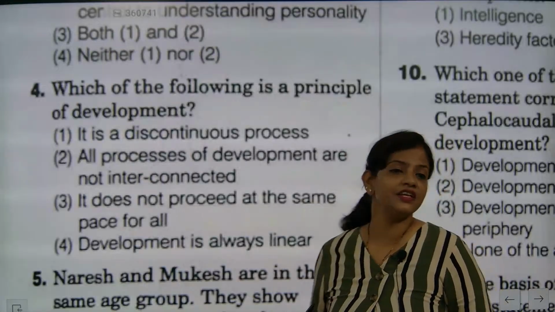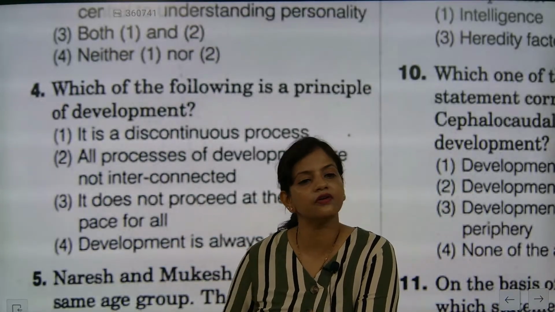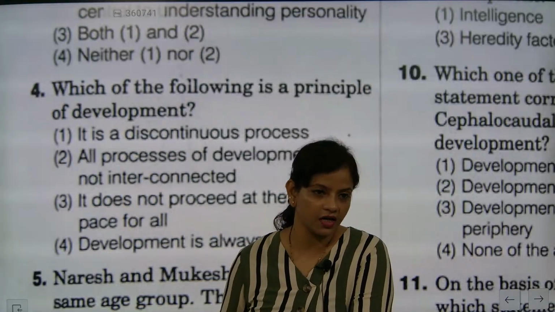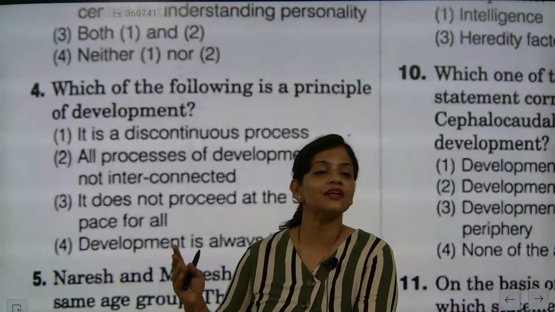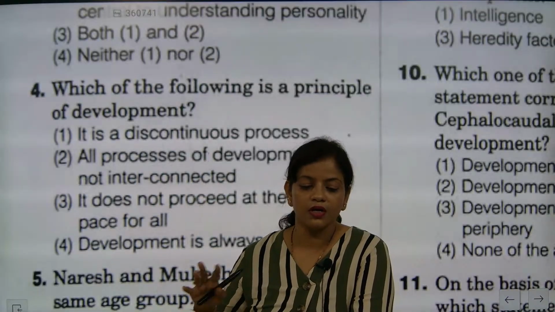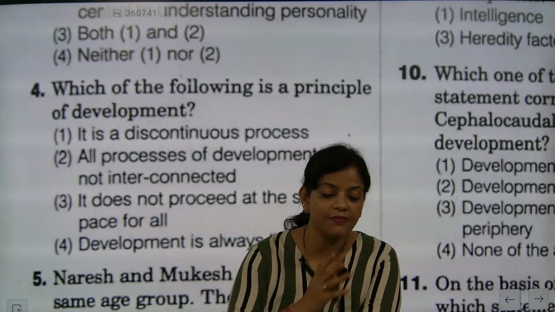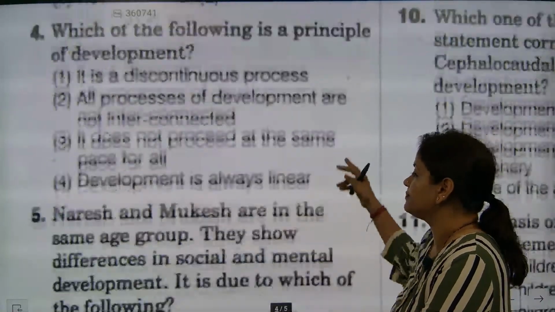Development is always linear? No, development can never be linear. It is a non-linear curve. It will be fluctuating. Understood? Sometimes in a phase the development will be faster, sometimes slower. So we cannot guarantee that development happens in a steady manner. That's the most important thing.